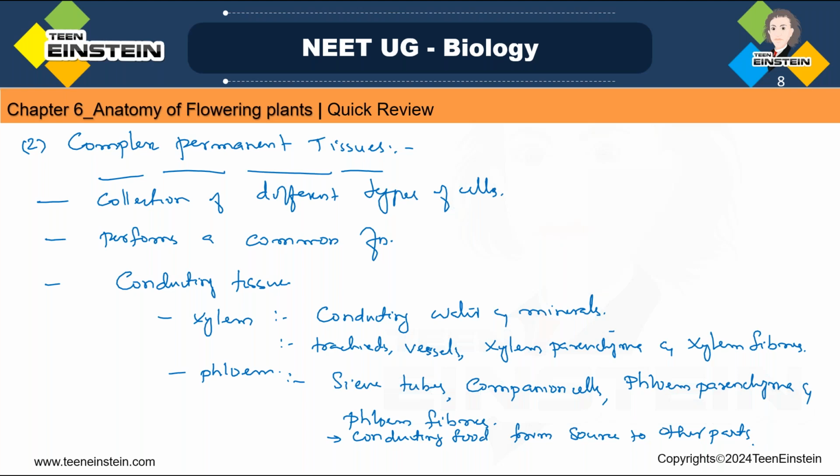And phloem is composed of sieve tubes, companion cells, phloem parenchyma, and phloem fibers. And at the same time, xylem is composed of xylem vessels, xylem tracheids, xylem parenchyma, and xylem fibers. Clear? So that's about the meristematic tissues and permanent tissues. Okay, these many points you have to learn about meristematic tissues and permanent tissues.